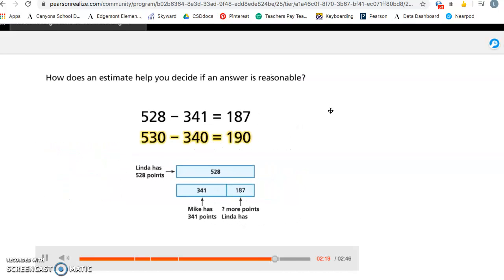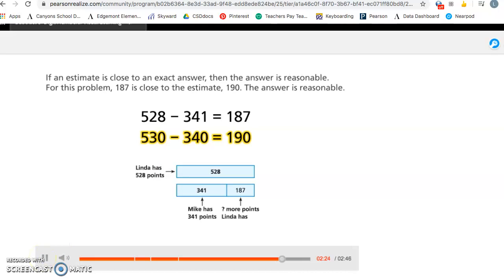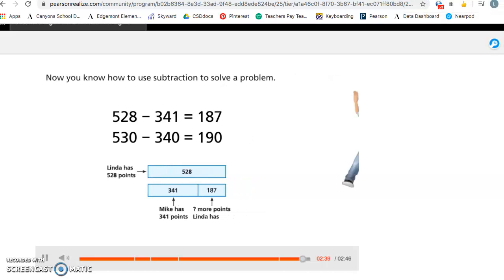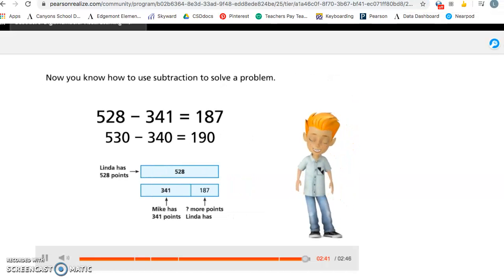How does an estimate help you decide if an answer is reasonable? If an estimate is close to an exact answer, then the answer is reasonable. For this problem, 187 is close to the estimate 190. The answer is reasonable. Now you know how to use subtraction to solve a problem.